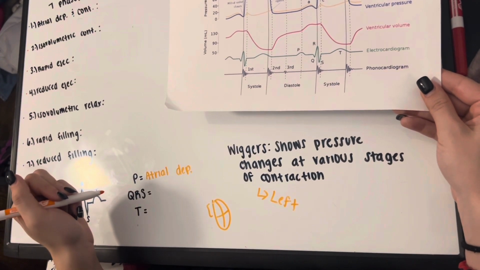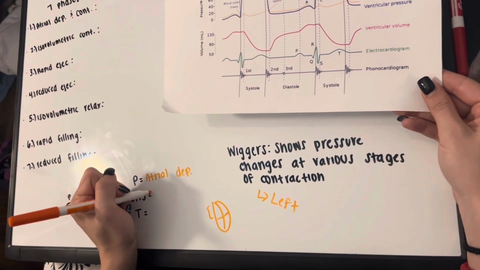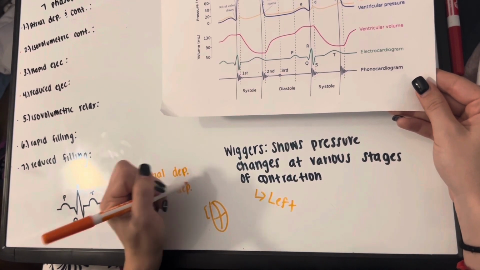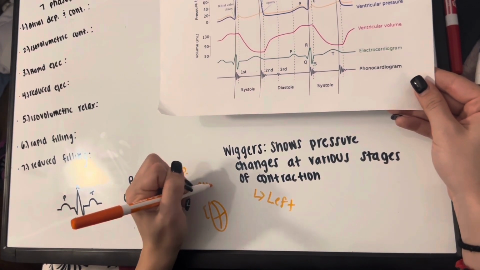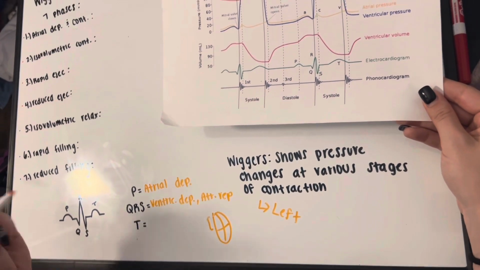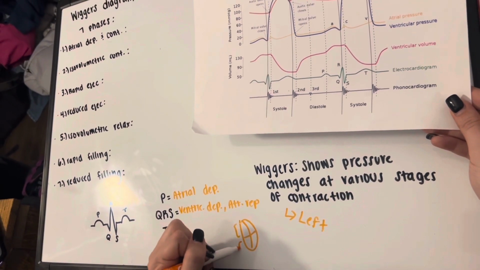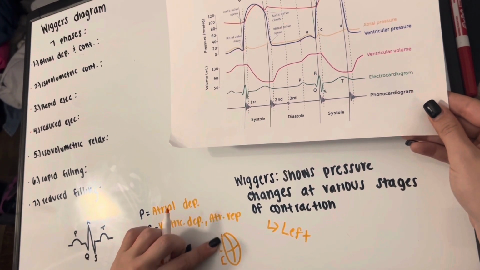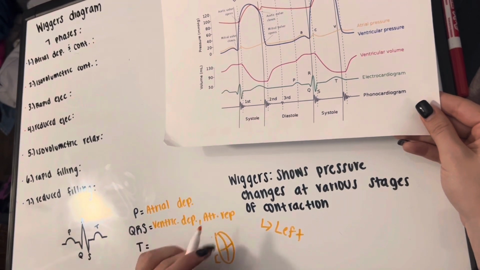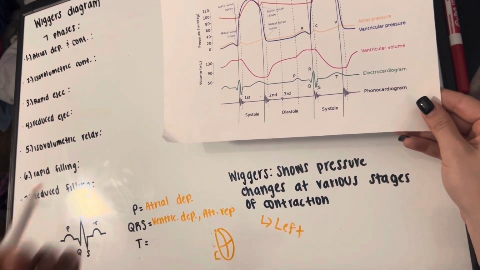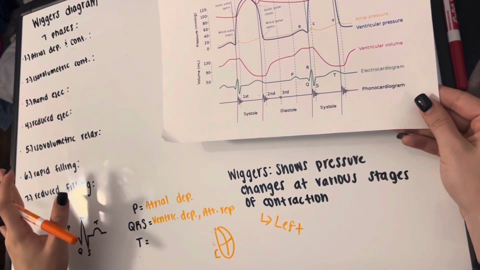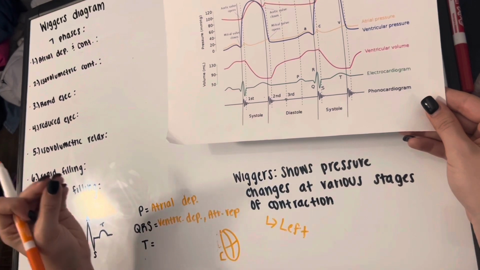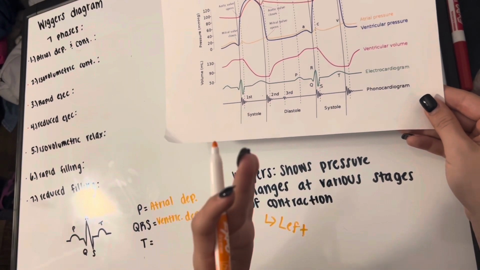Your QRS complex is the next part, and that's going to have your ventricular depolarization and your atrial repolarization. So your ventricles are then going to depolarize, and while that's happening, your atrium is going to repolarize. Repolarizing meaning that it becomes more negative once again, because like we went over from the previous essay prompt, depolarizing means that you're getting more positive. Repolarizing means that you're getting more negative.